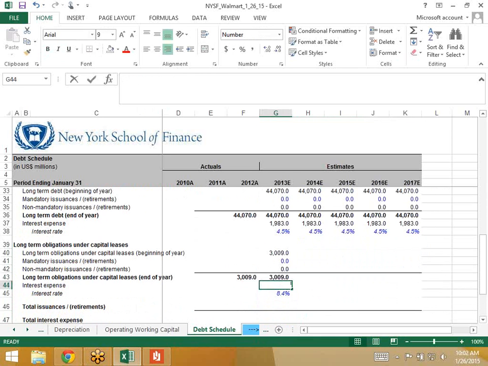And I'll back into the interest expense by taking the average, this year, comma, last year, times the 8.4%. And we'll copy this to the right.